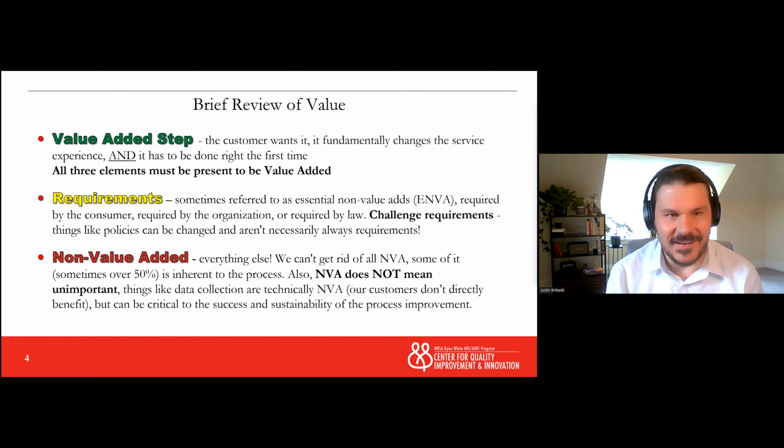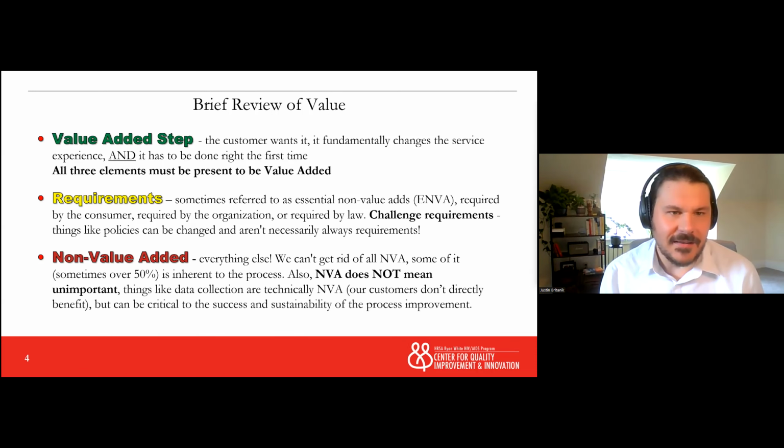However, these are things we need to challenge, like things like, oh, it's a policy of our organization. Those can be changed. They're not necessarily always requirements. I think of requirements as things like, if HRSA is telling us to do it and it's in the legislation, then that's a requirement.